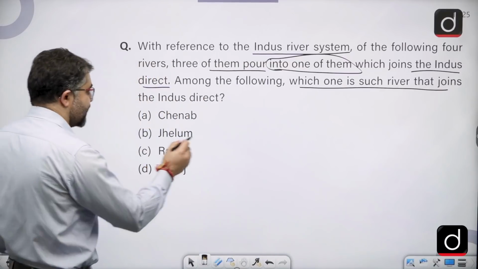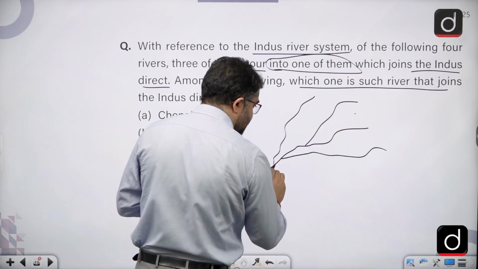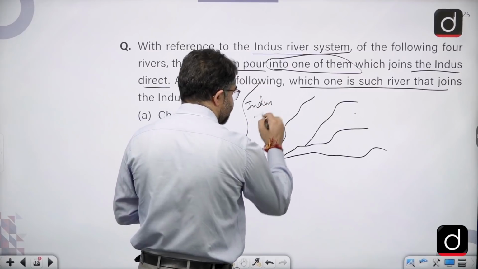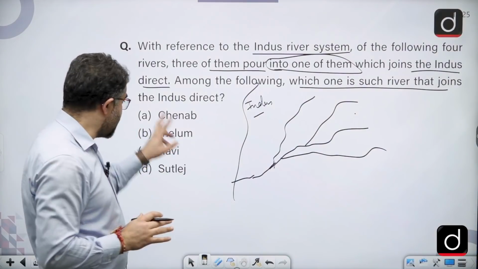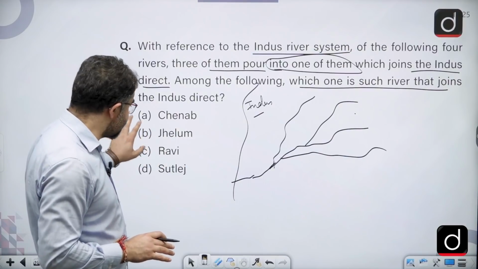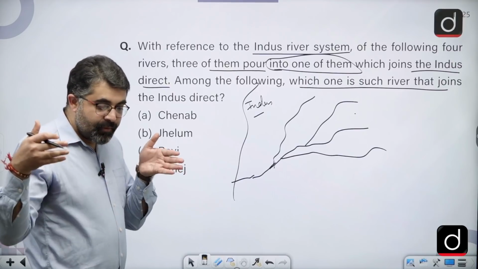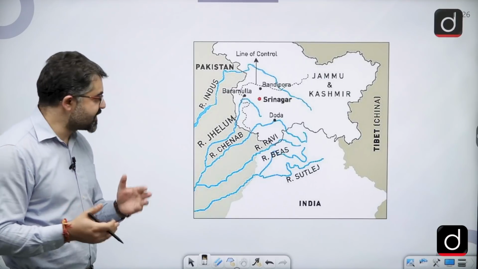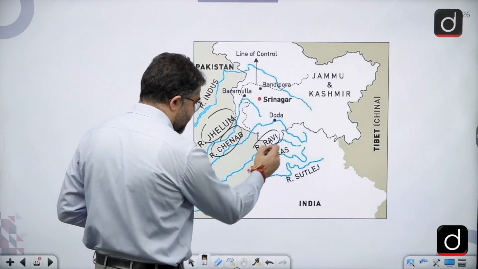So that means there are rivers which join a particular river, and then that one river joins the Indus as a main tributary. So the rest are almost like indirect tributaries. We consider the options: Chenab, Ravi, Beas, Satluj and Jhelum. So Chenab is a tributary of Indus, Jhelum is a tributary of Indus, Ravi and Satluj, all of them are tributaries of Indus. But which 3 rivers join the 4th one? Just look at the map. Take out your atlas, look at the map. So we have Jhelum, Chenab, Ravi, Beas, Satluj.